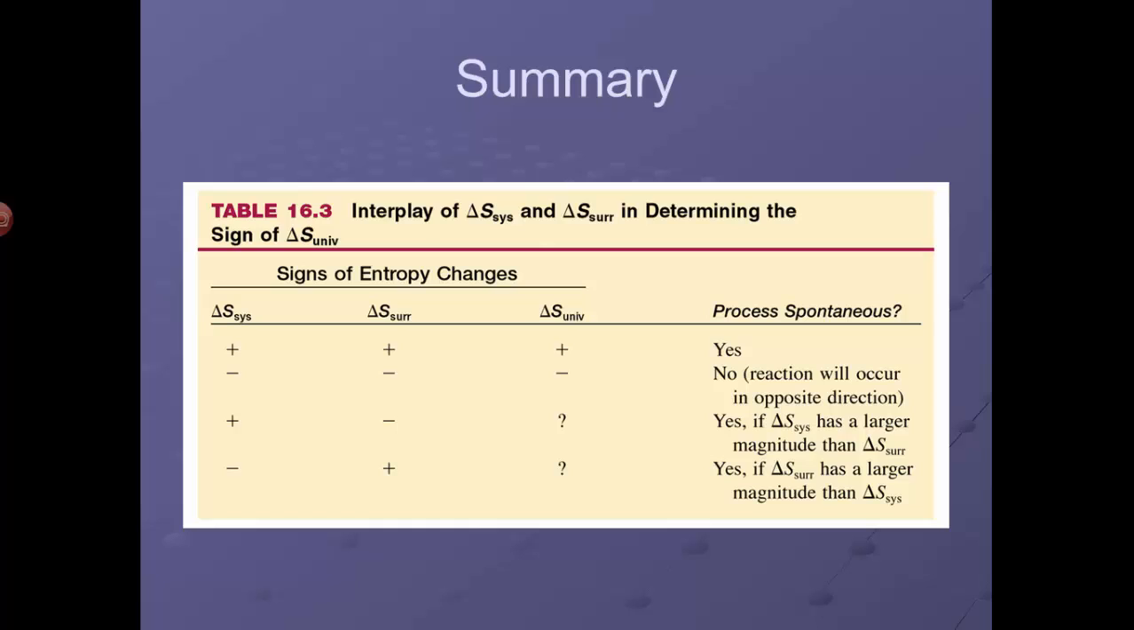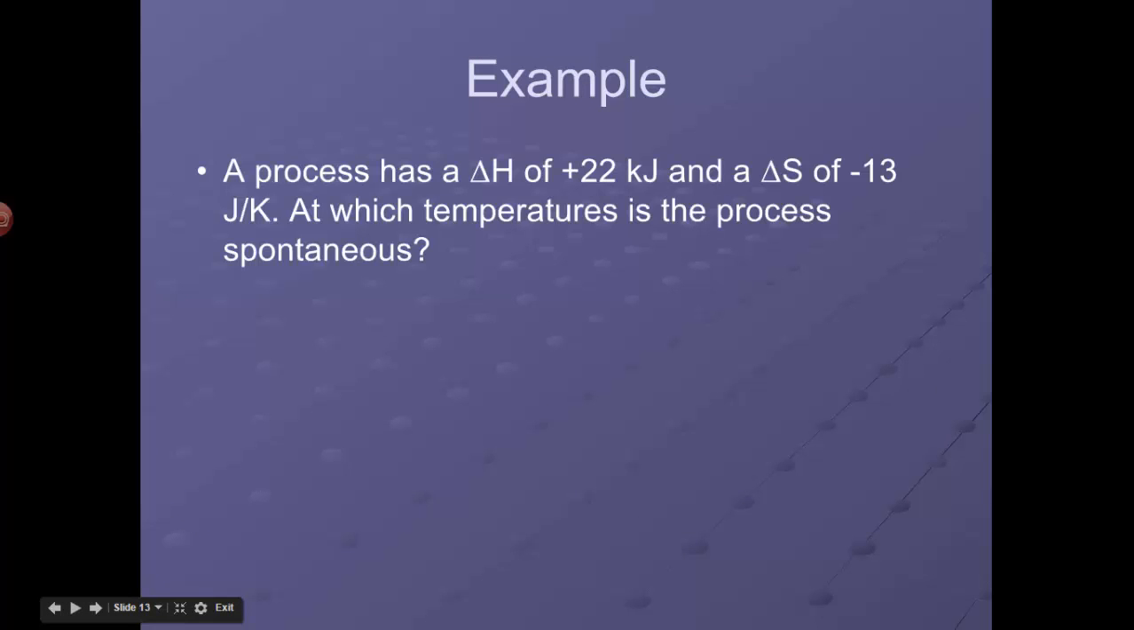Well, what if they're in opposition? So if the system is becoming more disordered, but the surroundings are becoming more ordered, or vice versa, we can't really tell what delta S of the universe is unless we know the magnitude of those two. And that's going to be dependent on temperature, as we saw. Okay, so here we have some process, whatever it is. Delta H is plus 22 kilojoules, and delta S is minus 13 joules per Kelvin. Okay, by the way, entropy is measured in joules per mole Kelvin or joules per Kelvin.